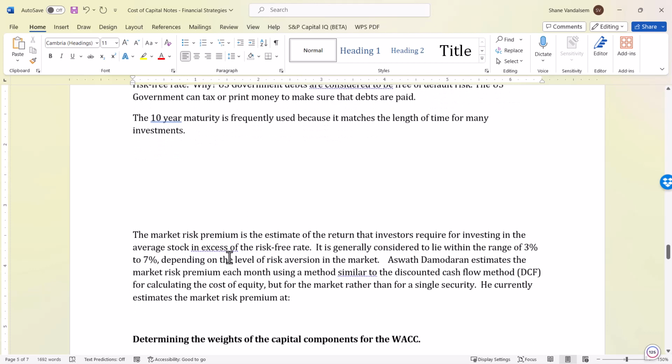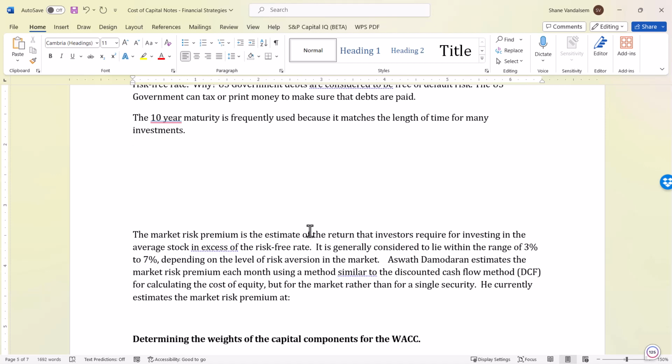The market risk premium is the estimate of the return that investors require for investing in the average stock in excess of the risk-free rate. So if we say that, for example, the yield on the 10-year U.S. Treasury is, and we'll look it up here in a minute, but let's say it's about 5%. Well, then if investors require on average an 11% return on the average stock, then the risk premium would be 6%, the difference between the two. And so that's the idea of the market risk premium.